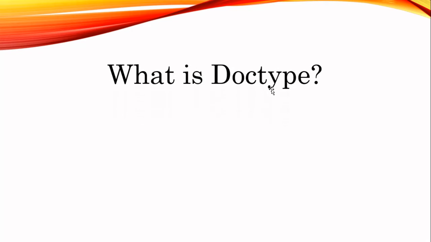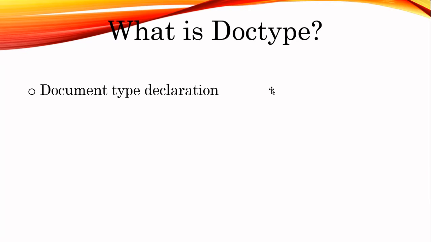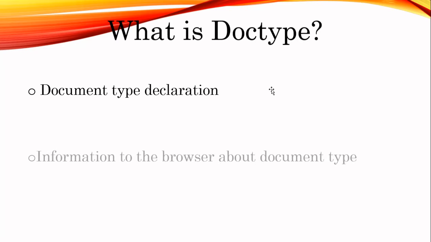So, what is doctype? Doctype is also known as document type declaration. It is basically a declaration of what type of document you are creating. It is an information to the browser about the type of the document that you are going to create.